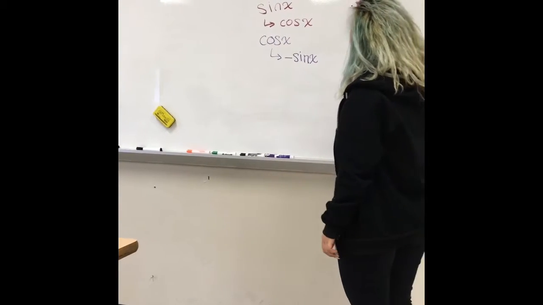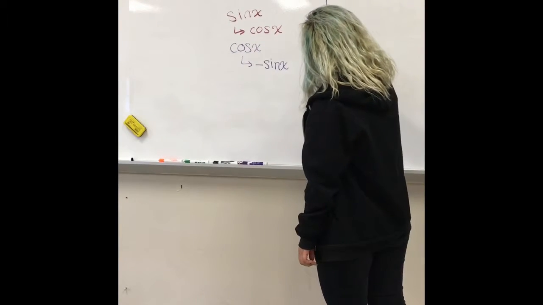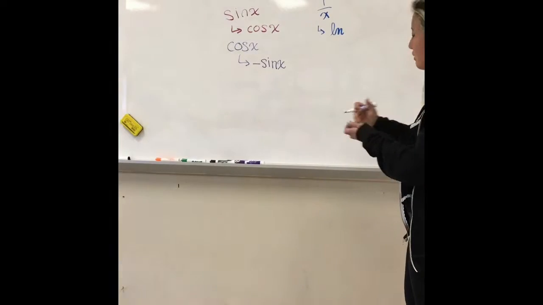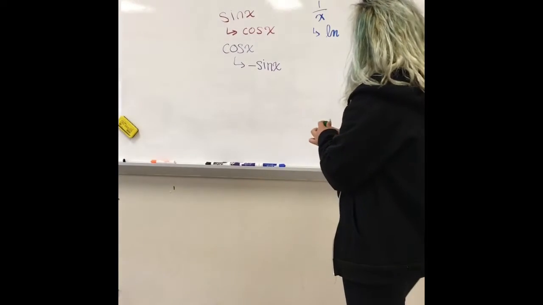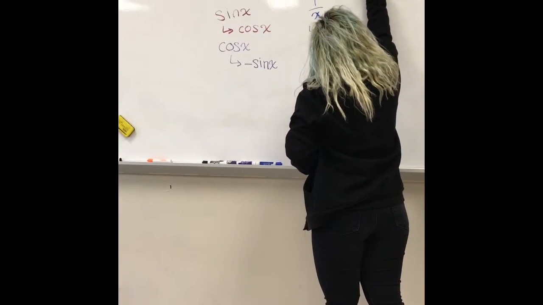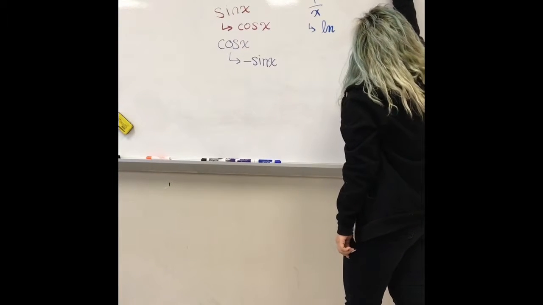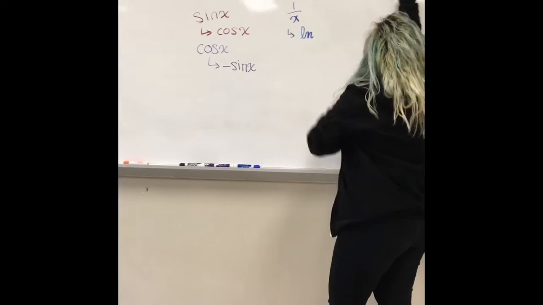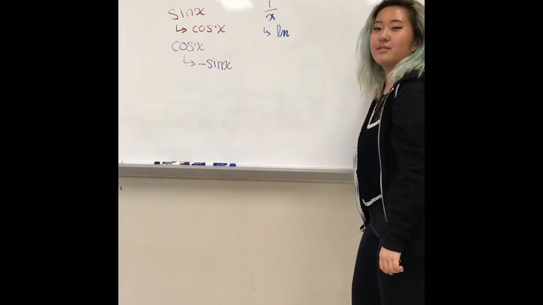And when we look at 1 over x, the derivative for 1 over x is actually ln. So when we do this problem, we're going to see that sine becomes cosine, and cosine becomes negative sine, and then we're going to see that 1 over x becomes ln. So this would be our derivative.